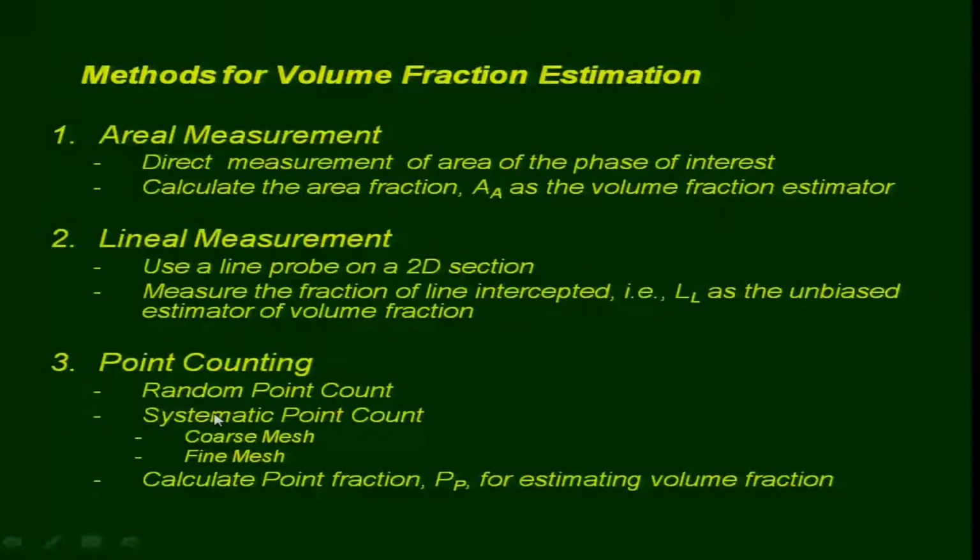Now, how do I superimpose the points on the microstructure? Well, I can superimpose the points as a set of random points, or I can superimpose the points systematically in the form of a grid. Both will give me the volume fraction, and the systematic grid of points could form a coarse mesh or a fine mesh. This has some statistical consequences, but we will not be discussing this here. Let us look at the next slide to make this point counting much more clear.